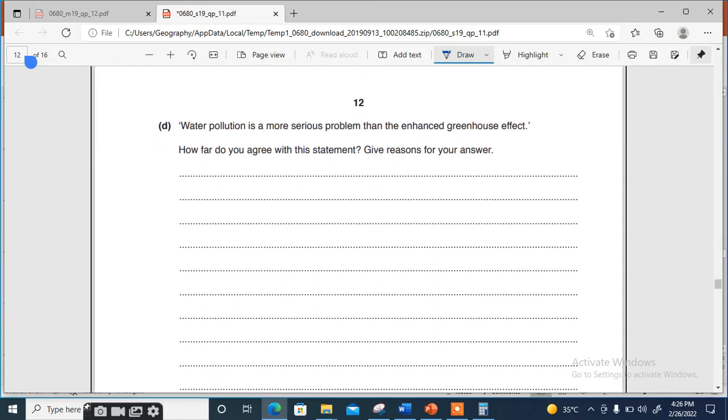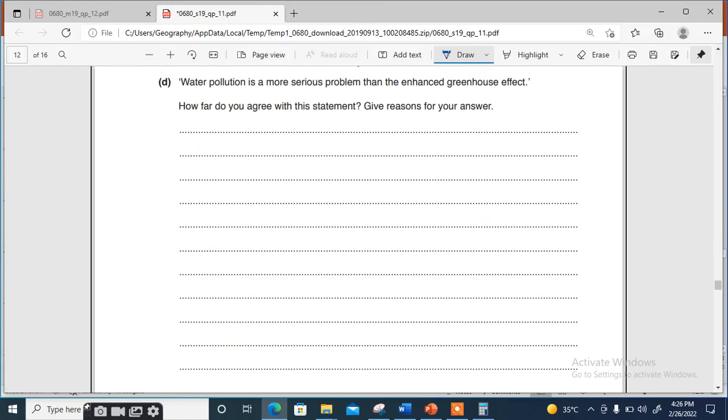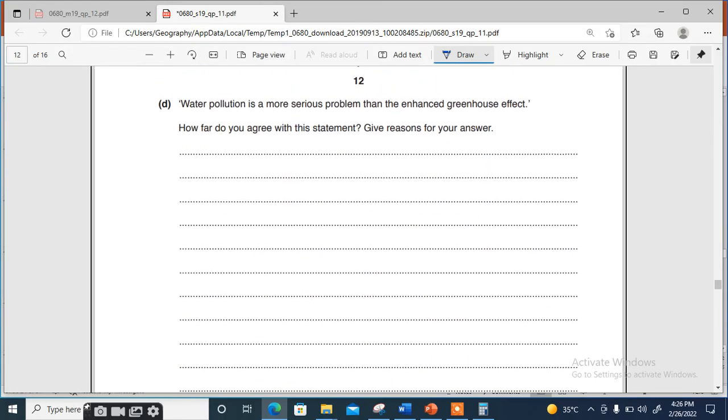Now, water pollution. This is a level mark question, which is usually 6 marks. So let's look at this quickly. Don't worry, we'll soon be done. Water pollution is a more serious problem than the enhanced greenhouse effect. So that means water pollution has a problem, greenhouse effect has a problem. How far do you agree with this statement? Give reasons for your answer.